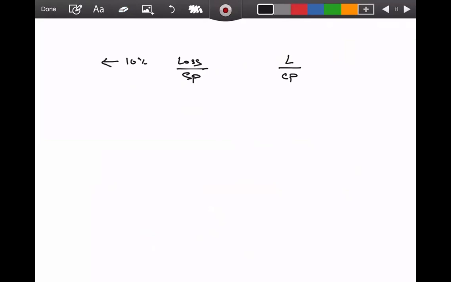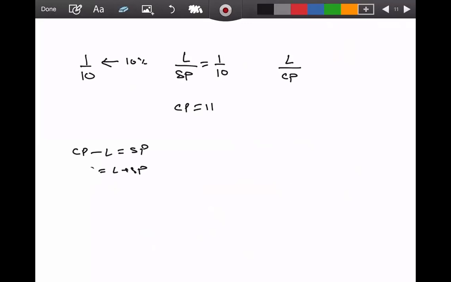What is the fractional equivalent of 10%? 1/10. It says loss on SP is 1/10. Whenever loss and SP is given, to find CP, you can simply add them. क्या होता है? CP minus loss होता है ना SP. So अगर CP find करना है, तो loss plus SP कर सकते हो.